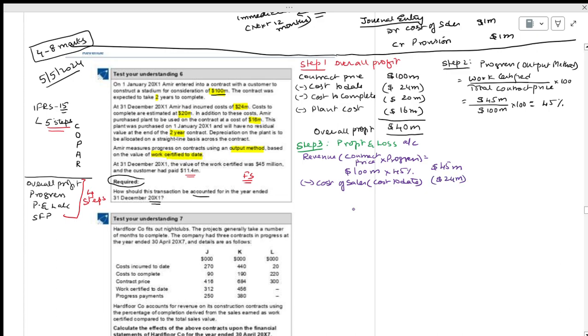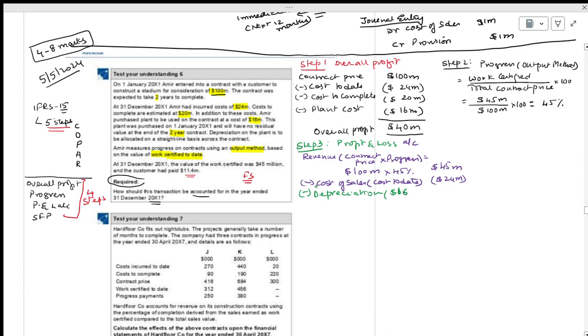Next, anything we have to deduct? Depreciation. Exactly, thank you. How much is the depreciation? 16 million cost by life.